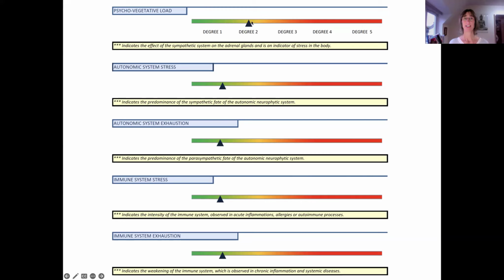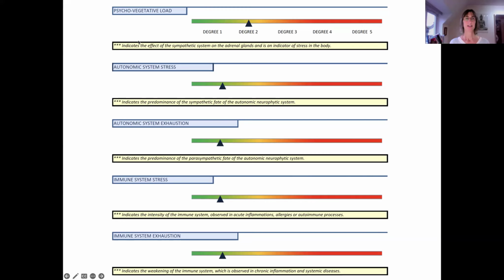So at the time when I had this test, there was a little bit of stress going on in my system, but it wasn't too much. And this is a good indicator of general stress, the sort of stress someone might feel when they say, oh, I feel stressed, I feel tired, I feel wound up, that sort of thing.